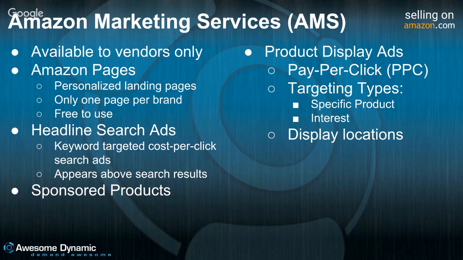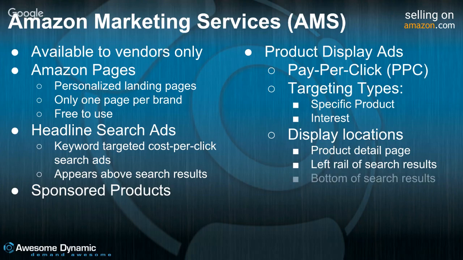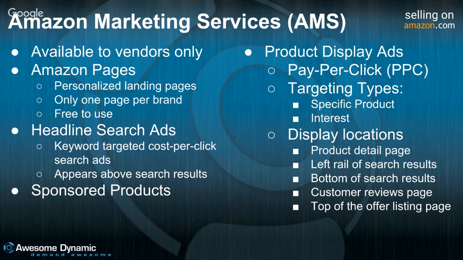Then the display locations for the different ads are in the same places. So the product detail pages, the left rail of search results, so it's a little bit different than the other one, the bottom of search results, and the customer reviews page. So you got a couple more options, and then also you have the top of the offer listing page. So that's the specific product where you can show up at the top of that listing.